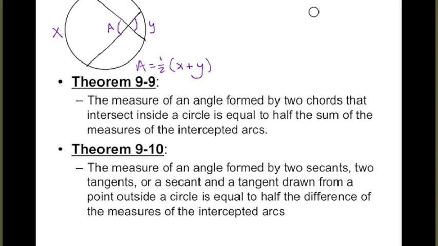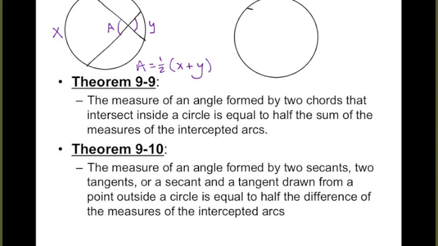Our second theorem says the measure of an angle formed by two secants, two tangents, or a secant and a tangent drawn from a point outside the circle. So we could have various pictures for this one depending on whether we're going to use secants or tangents. I'll choose to use one of each for our example here, but we'll go through some examples that will show different ways this can look.